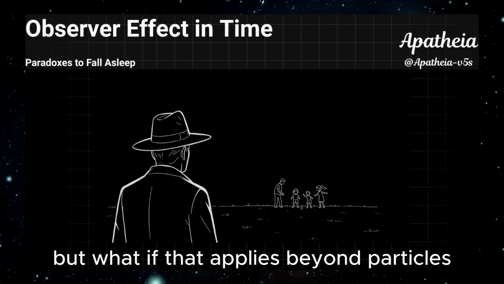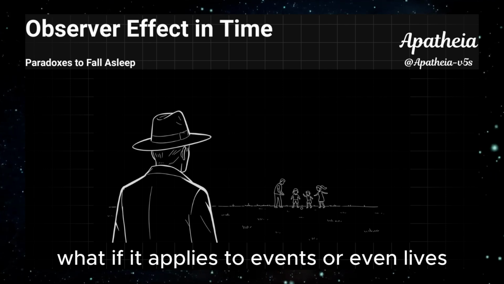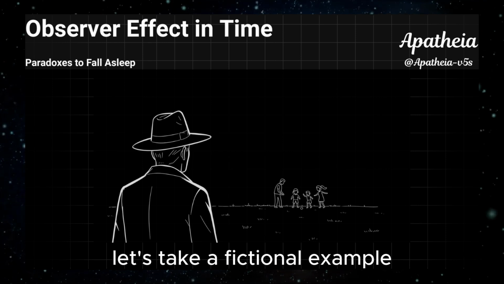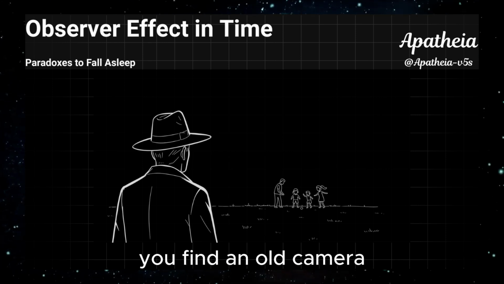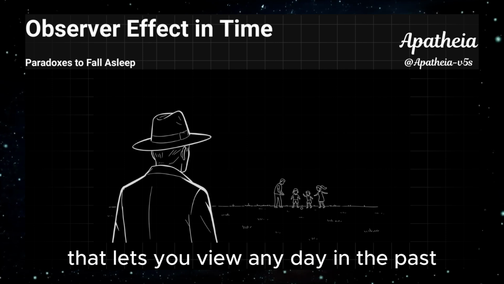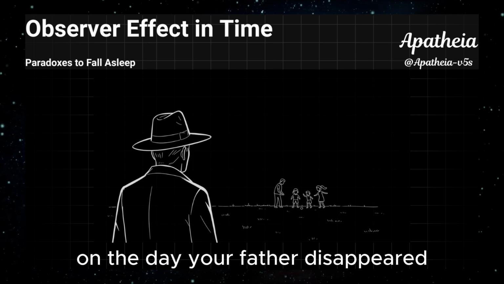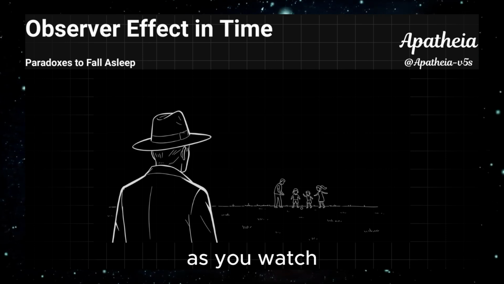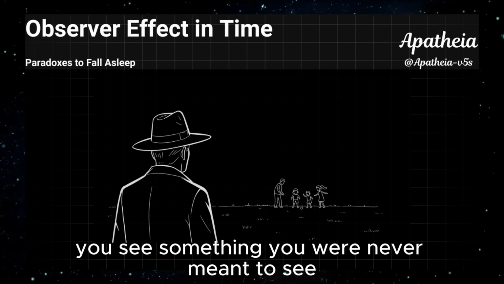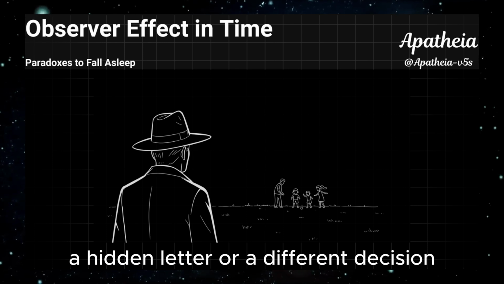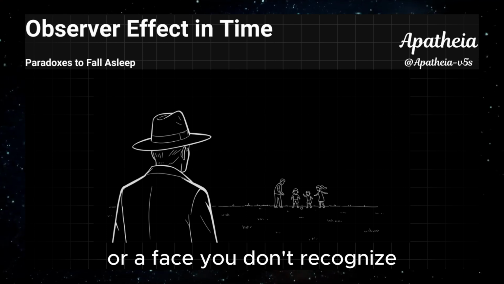But what if that applies beyond particles? What if it applies to events or even lives? Let's take a fictional example. You find an old camera that lets you view any day in the past, but only once. You use it to watch your childhood home on the day your father disappeared. As you watch, you see something you were never meant to see, a hidden letter, or a different decision, or a face you don't recognize.